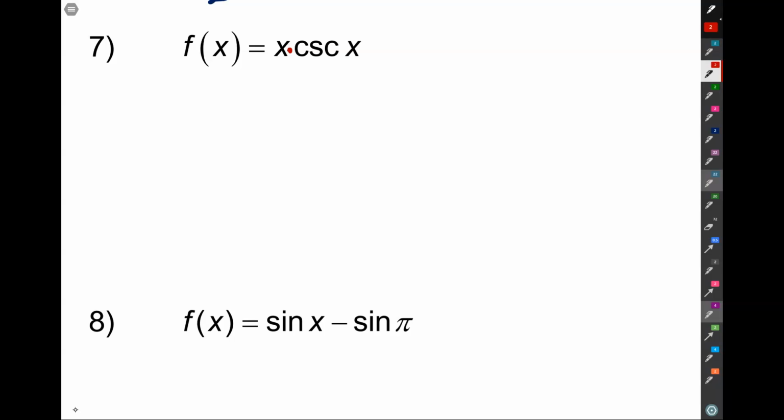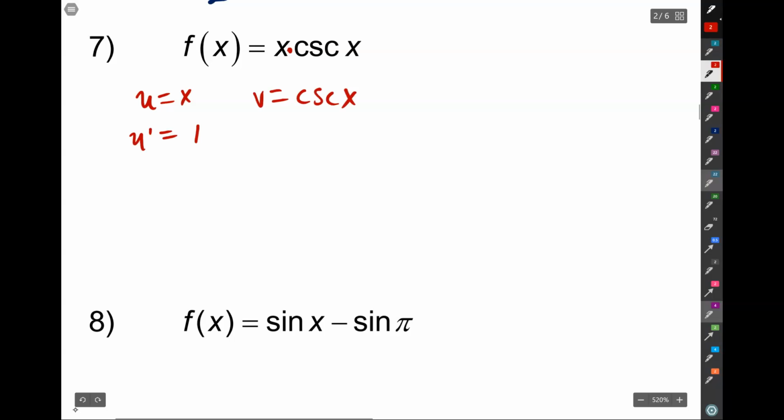Alright, so I have x times cosecant x. This is a product. We must use product rule. So my u is x, u prime is 1. V is cosecant x. V prime is the derivative of cosecant. Cosecant cotangent. Cosecant tangent. Are you asking or are you telling me? Negative cosecant x cotangent x.